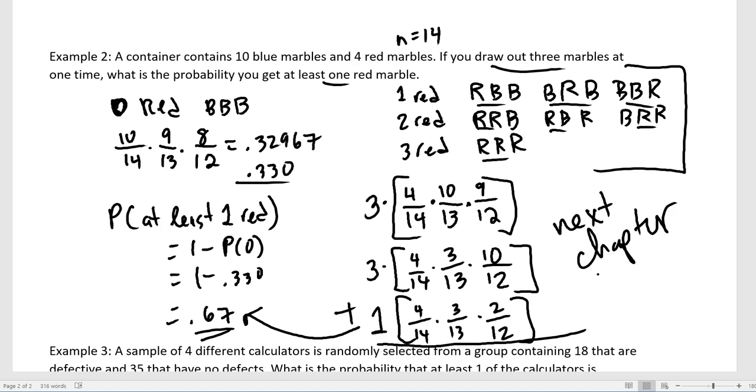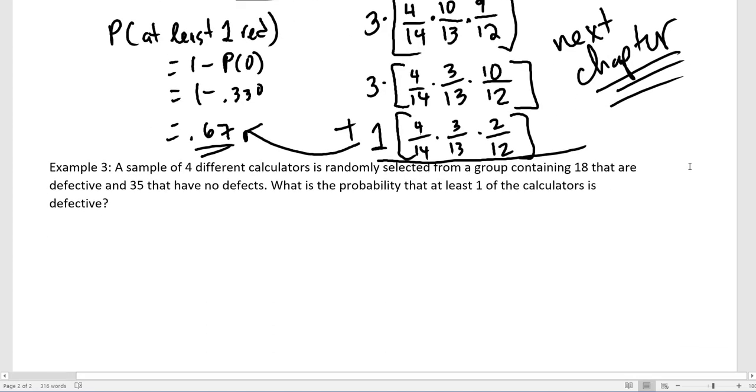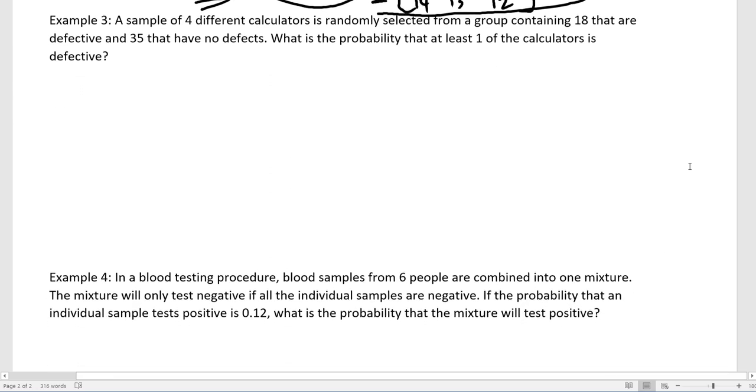We will play with this next chapter. For now, they're wanting you to think about how complement could make your life a little easier sometimes. Try again. A sample of 4 different calculators is randomly selected from a group containing 18 that are defective and 35 that are not defective. What is the probability at least one is defective?